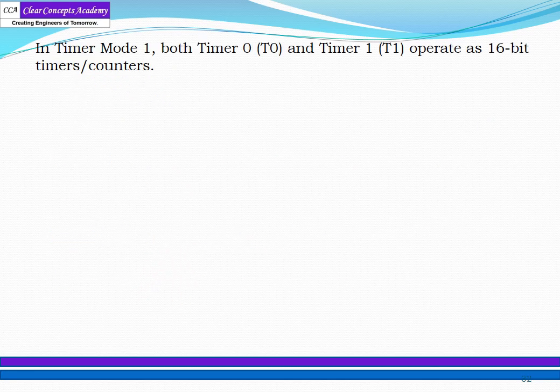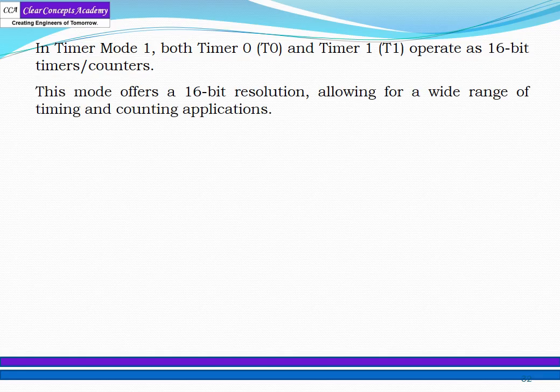In timer mode 1, both timer 0 (T0) and timer 1 (T1) operate as 16-bit timers or counters. Either timer 0 or timer 1 can be used as a 16-bit register in mode 1. This mode offers a 16-bit resolution, allowing for a wide range of timing and counting applications. If you want to count large numbers, then you can go for mode 1, where you can count up to 65,000 events.